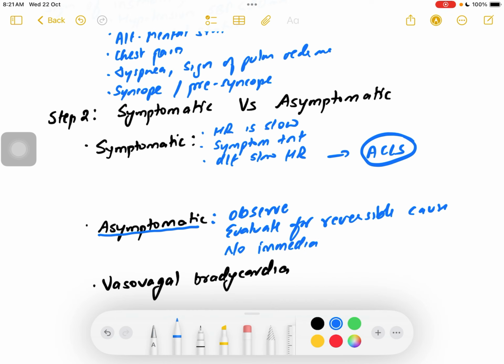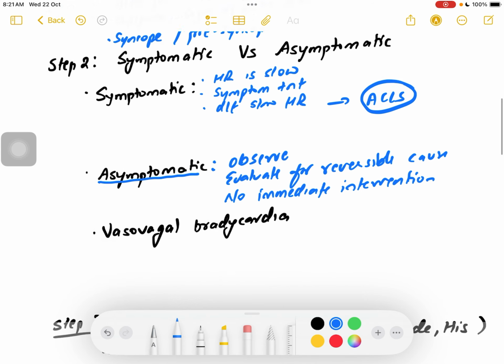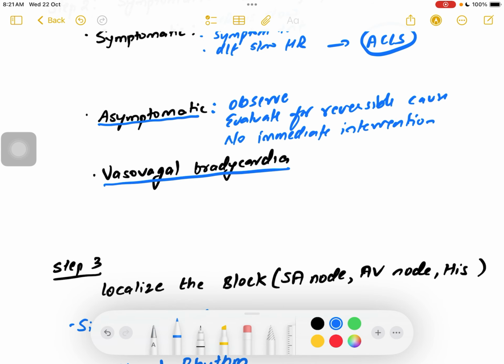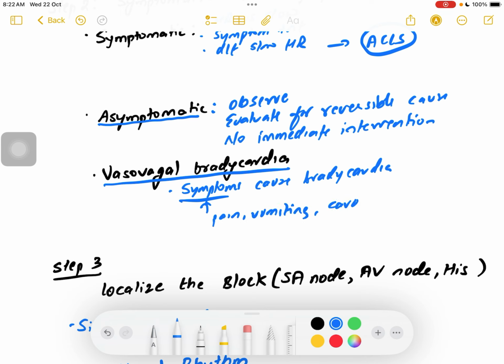If the patient is asymptomatic, which means there are no symptoms pertinent to the slow heart rate, then we observe the patient and evaluate for any reversible causes. For this patient, there is no need for immediate treatment or intervention.